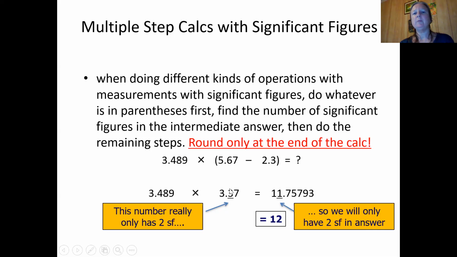So there's my 3.37 times this. When you do that multiplication, you get this long number. However, because this really only has 2 sig figs, my final answer will be rounded up to 12. This, with practice, gets easier.